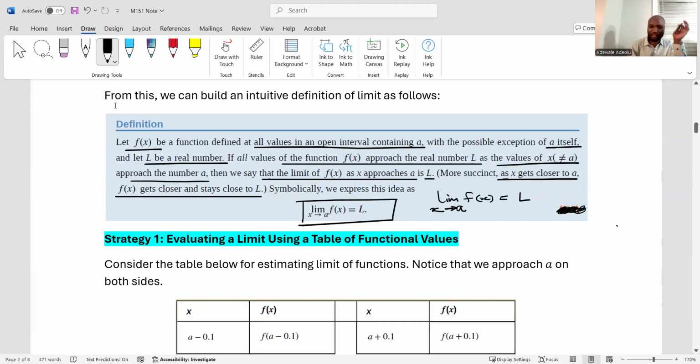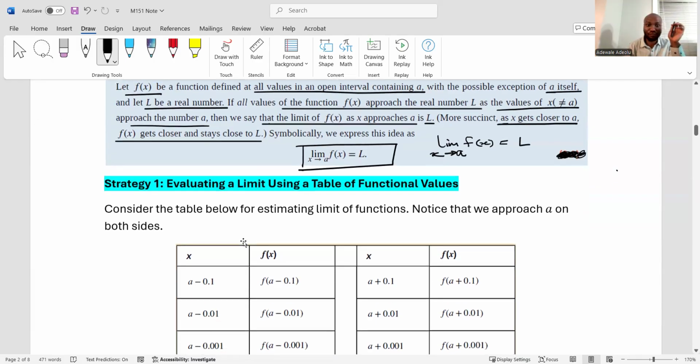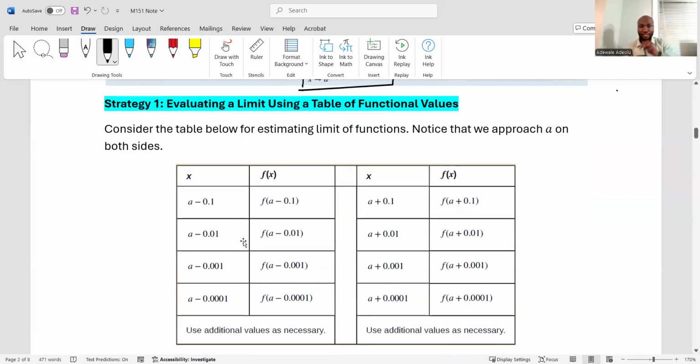So there are some strategies that we can use to evaluate limits of functions. We are going to consider these strategies one by one. The first one is to use the strategy I described earlier, just by considering the functional values. So we'll use a table of functional values. How does that work?